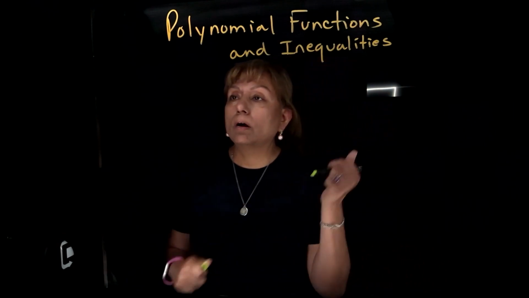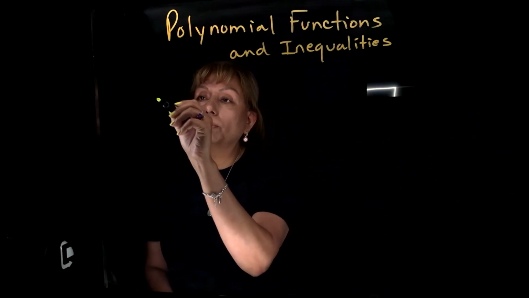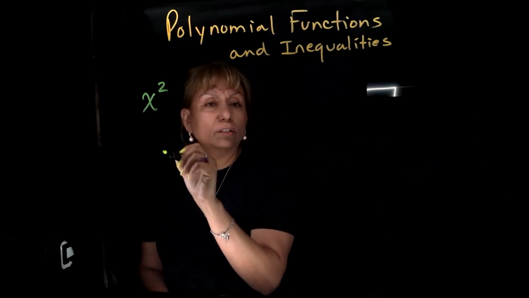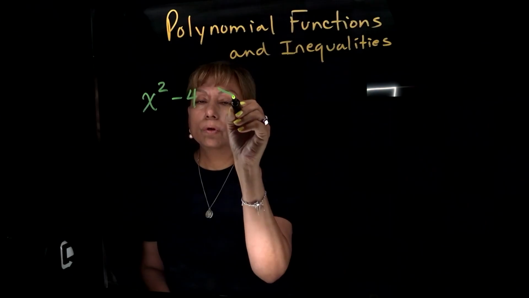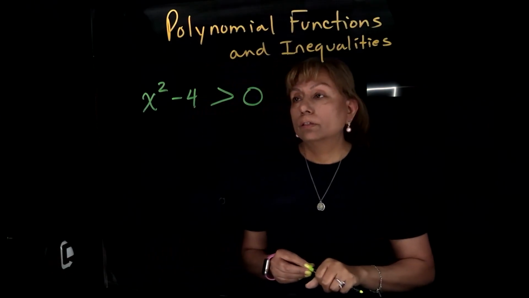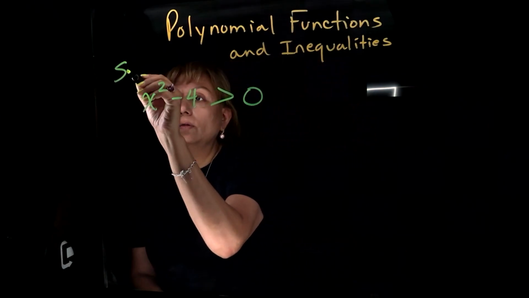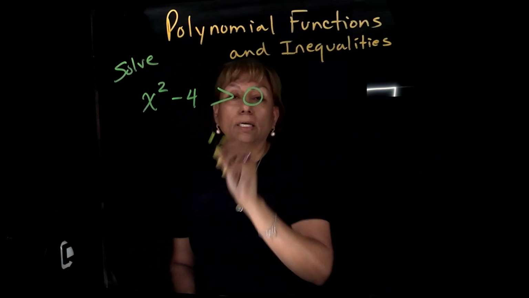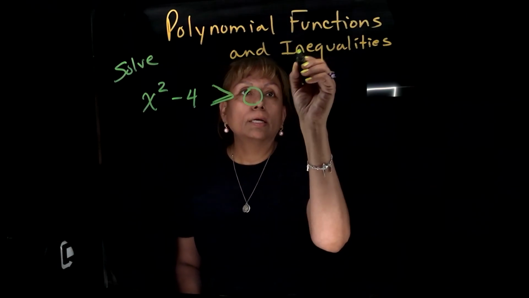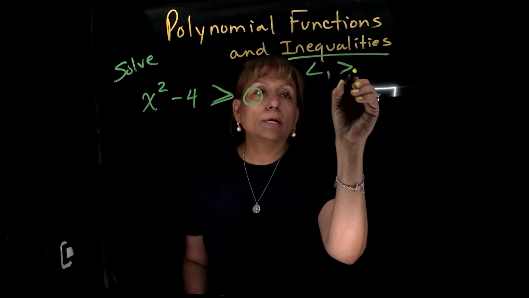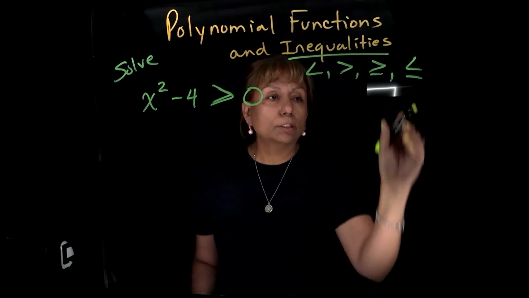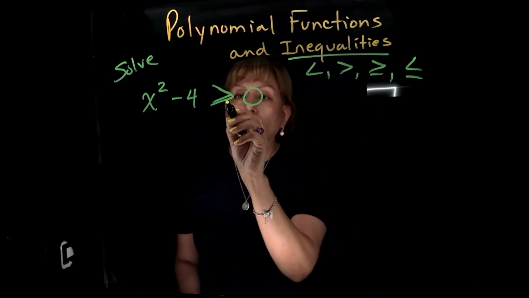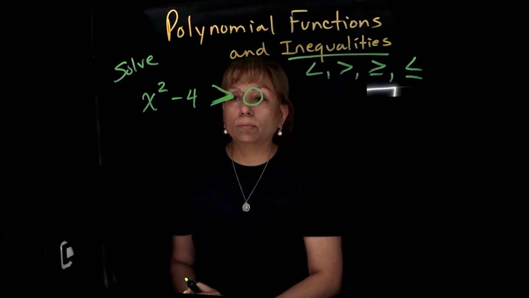If we recall, a polynomial inequality would look like x squared minus 4 greater than 0. Our directions would be, how do we solve this polynomial with an inequality? Recall, inequalities mean we have less than, greater than. Any one of these four symbols could be in our problem. So we just have a greater than symbol.